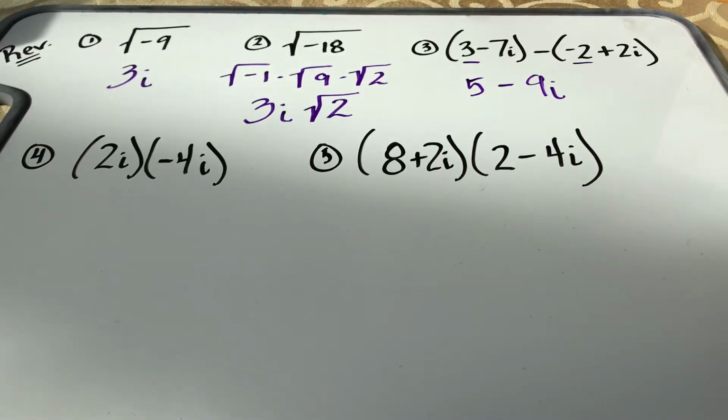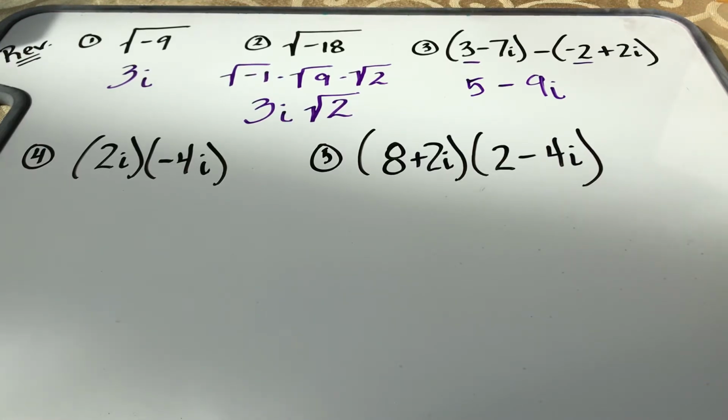And then, number 4, this one is a multiplication problem. So we're going to multiply our numbers together. Just like when you're working with x, x times x is x squared. In the same way, i times i is i squared. And that's kind of the key when we're multiplying, because we know that i squared equals negative 1.